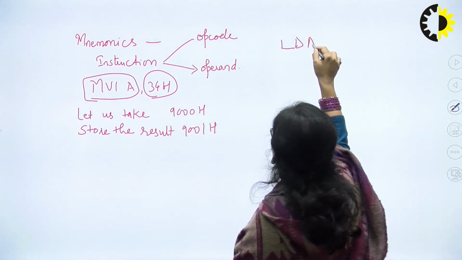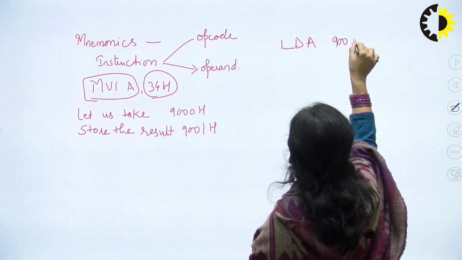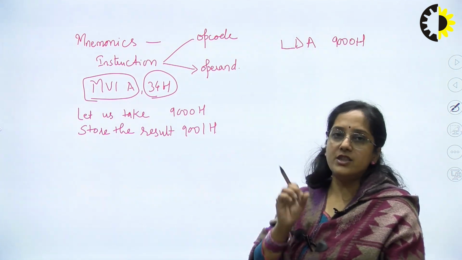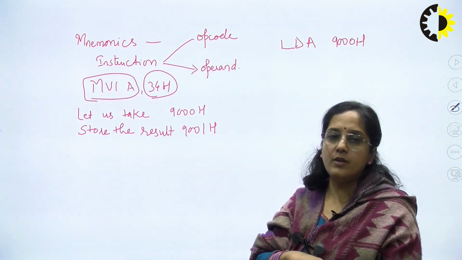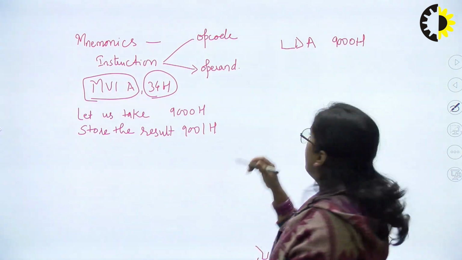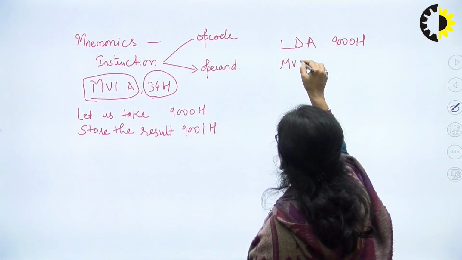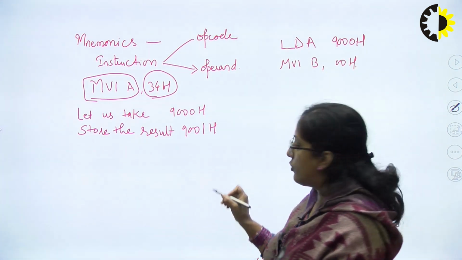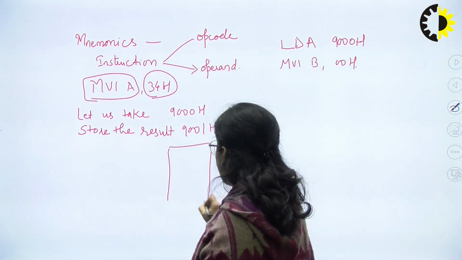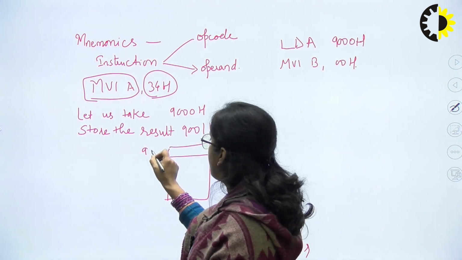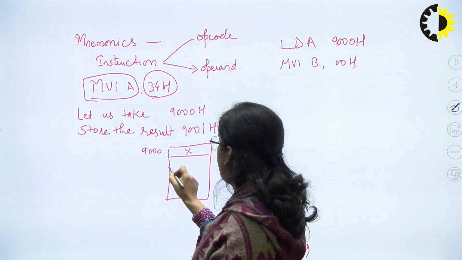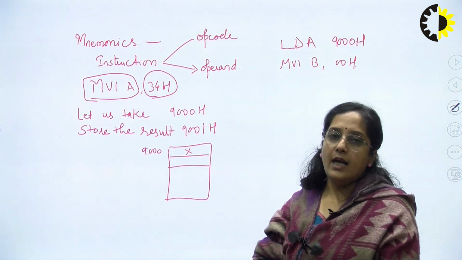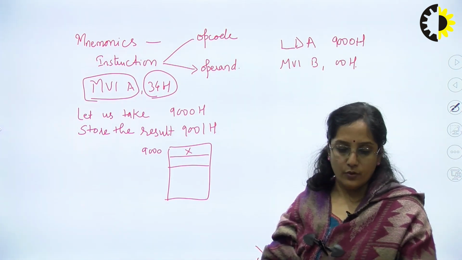First, the instruction to read the data. We will write LDA 9000H. When this instruction is executed, the data stored in 9000H location will be stored in the accumulator, and now we are going to initialize one register, B, so that we can count the number of ones in the data. Let us say in memory at 9000H there is some data, X, and this data we get in the accumulator, and the B register we initialize to 0.